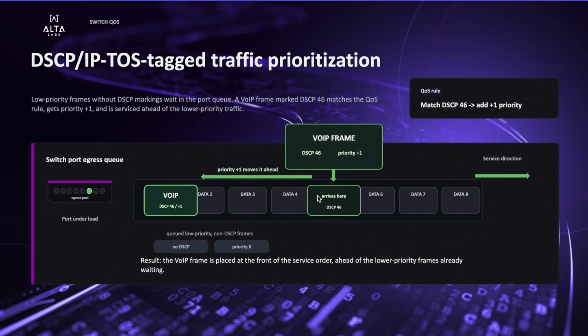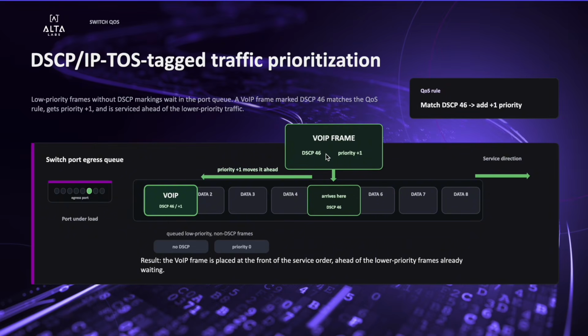What happens is if you have a frame that happens to be tagged with a DSCP tag, one of the most common ones is DSCP46. This is used for VoIP frames. So let's say you want to prioritize VoIP frames so that there isn't any latency or jitter introduced when your network gets busy. You can do that by using this feature.